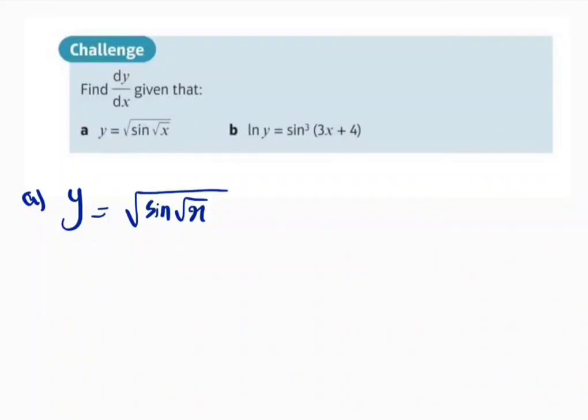This video is on exercise 9C challenge questions of A-level Pure 2 textbook. Part A, we have y is equal to root sine root x.